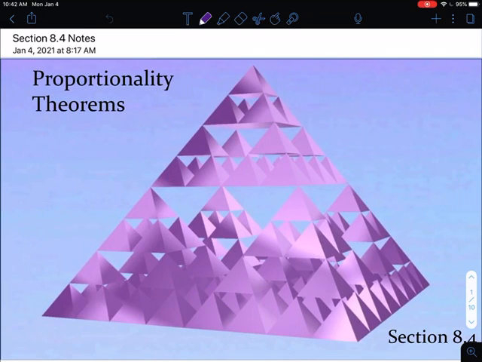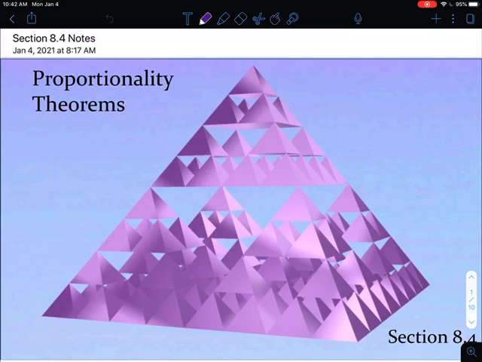All right, today we're going to go through the last section of Chapter 8. So this is kind of a shorter chapter for us. It's only 3 lessons long. So we're going to talk about proportionality theorems in triangles. These are going to be pieces that are proportional based on certain characteristics within the triangle.